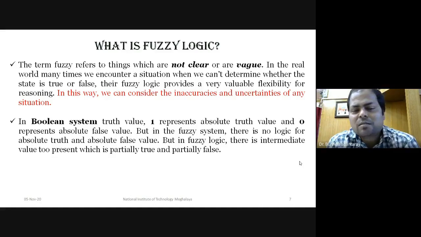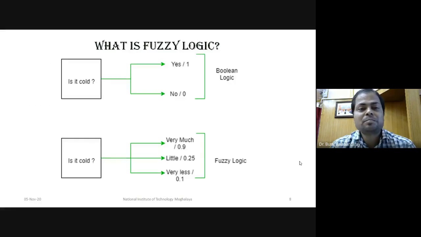But in the case of the Boolean system, all computers work on a Boolean system, digital values, that is either 1 or 0. So we have only two-valued logic, right? There is no intermediate value present, that is, either partially true or partially false, as we have already discussed. A scenario, I'm just giving this example: is it cold? In case of Boolean logic, or crisp set theory or general set theory, which you know, the answer will be either yes or no. So that means it is two-valued.